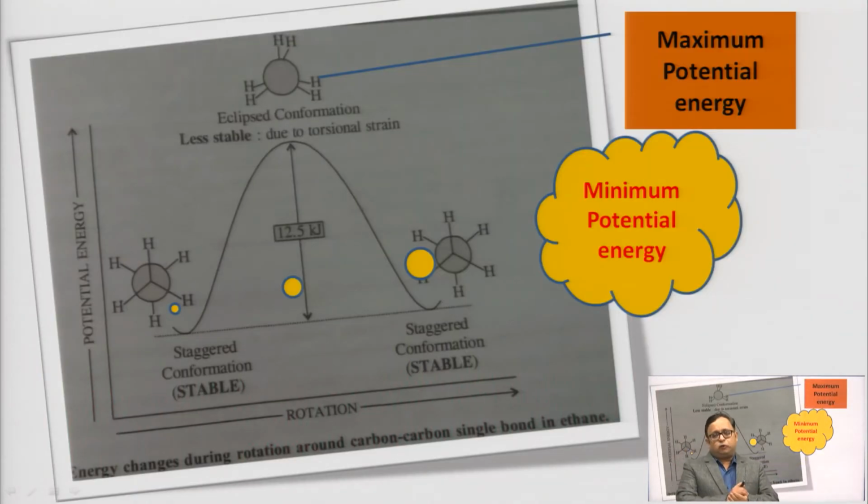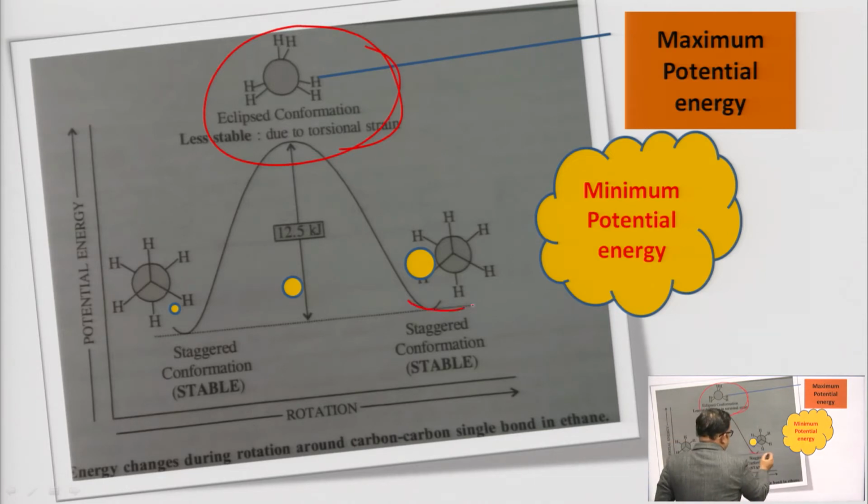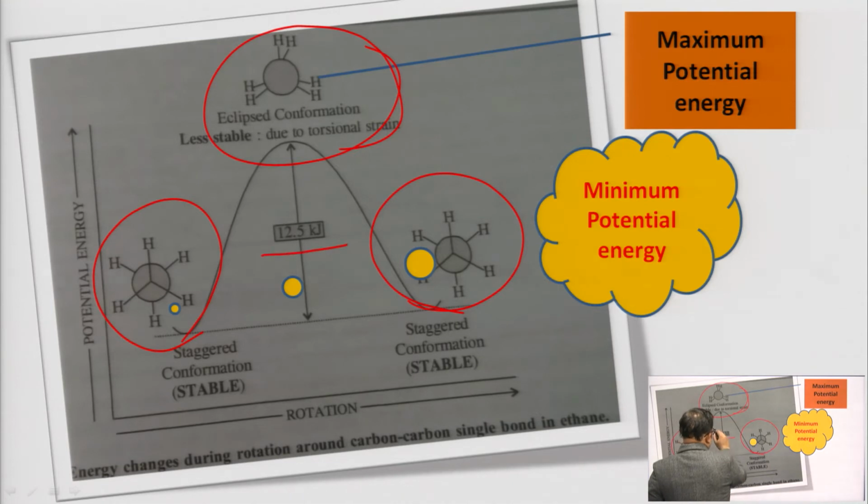Now, we can see both the conformations with the help of a diagram. You see, this is eclipsed conformation, less stable due to torsional strain. Here is the staggered conformation, most stable, and the energy barrier between these two conformations is 12.5 kilojoules. So, maximum potential energy means minimum stability, and minimum potential energy means maximum stability. These are the extreme conformations of the ethane molecule.